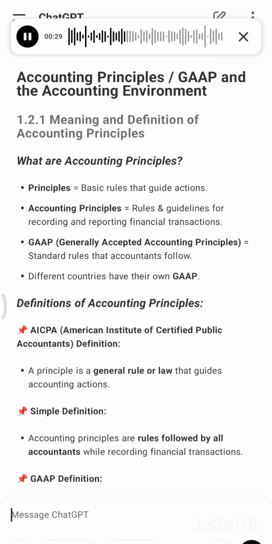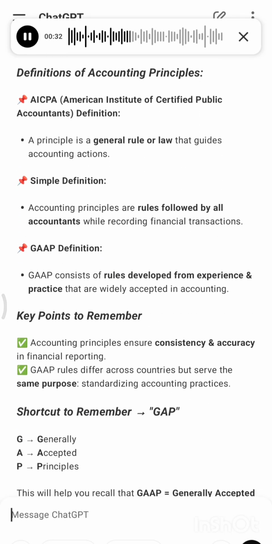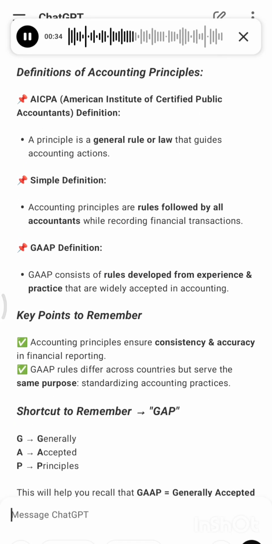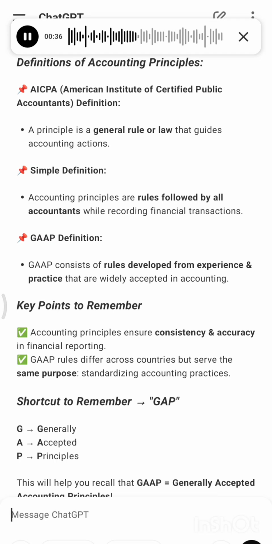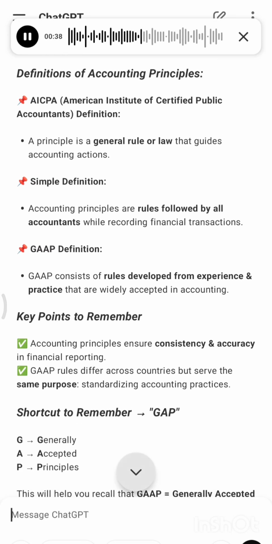Definitions of accounting principles. AICPA, American Institute of Certified Public Accountants. Definition: a principle is a general rule or law that guides accounting actions. Simple definition: accounting principles are rules followed by all accountants while recording financial transactions. GAAP definition: GAAP consists of rules developed from experience and practice that are widely accepted in accounting.